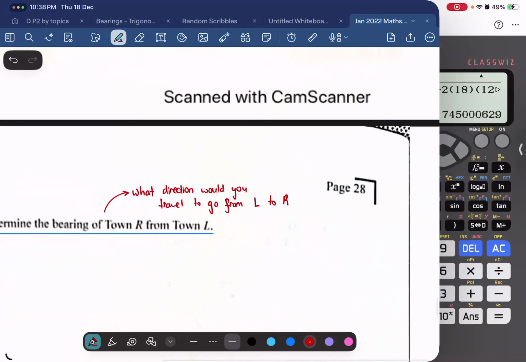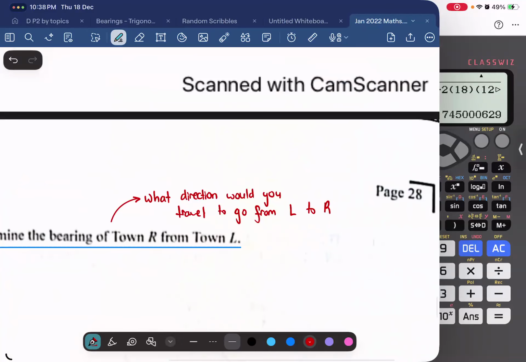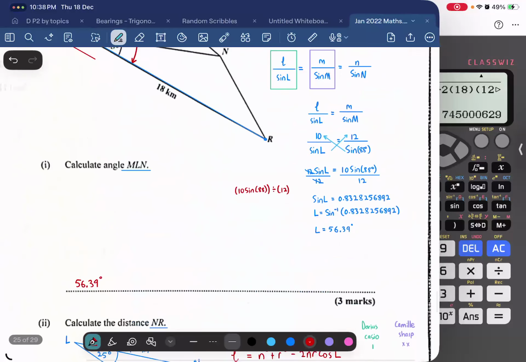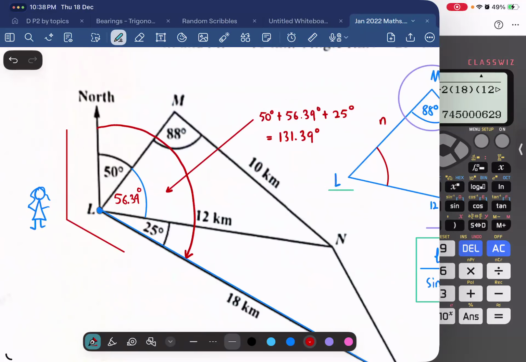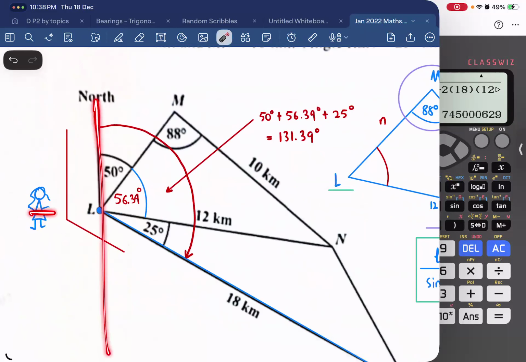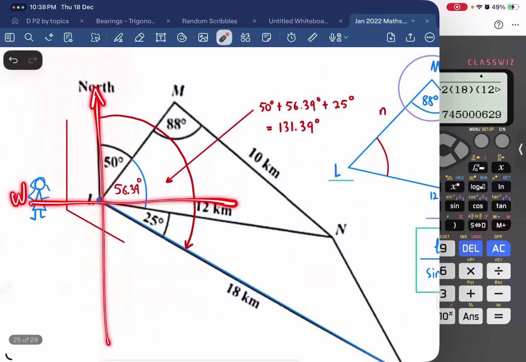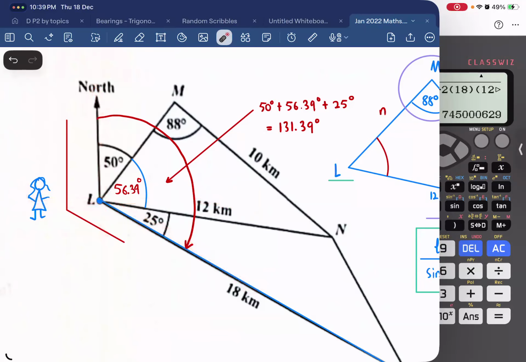So let's try to understand this. I really want you to understand the practicality of this. Faith, if I tell you to travel south, you know what I mean, right? If I tell you to travel north, you know what I mean, right? So if I tell you to take a bearing of 131.39, if I were to draw the cardinal points, it's going to be north, west, east, south. This is kind of like a southeast direction. Now the actual bearing will be 131.39 degrees.